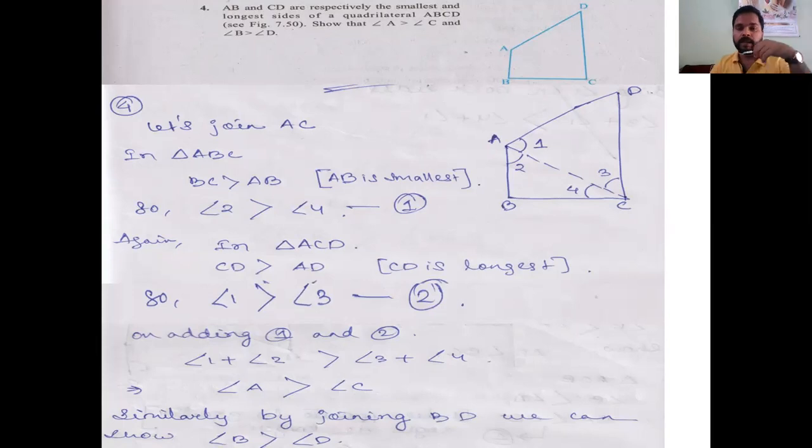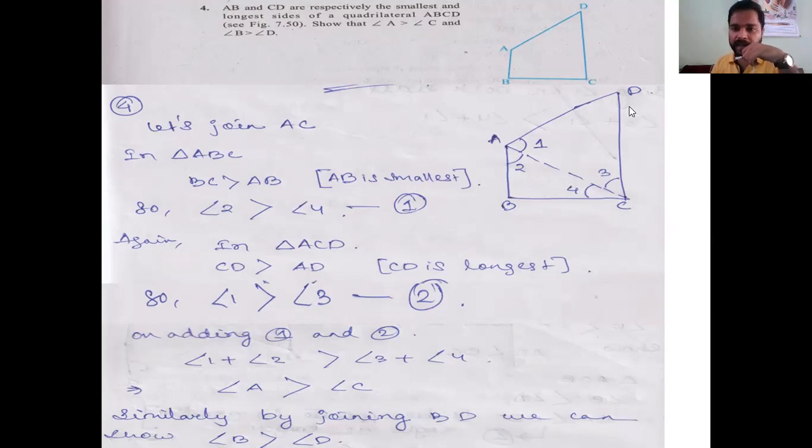Now you see in triangle ABC, AB is the shortest, it is said. If AB is the shortest, then angle 4 is opposite of AB. So angle 4 will be the smallest angle. That means I can say angle 2 is greater than angle 4. See, AB is the shortest of this triangle ABC. Obviously, then angle 4 will be the smallest angle. Then I can say angle 2 is greater than angle 4. This one, let's take it as 1.